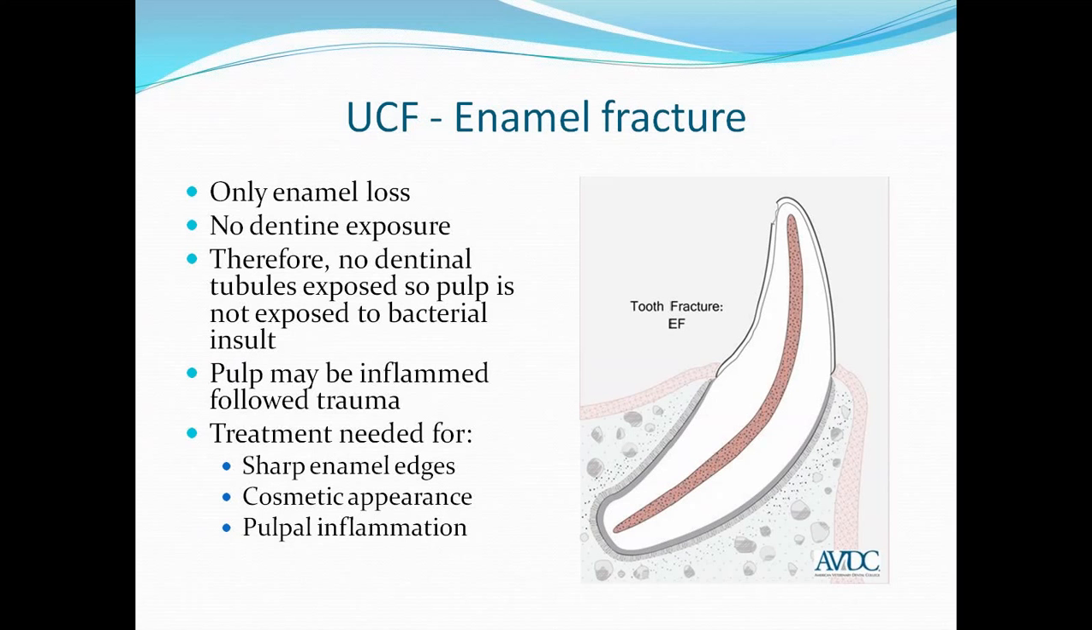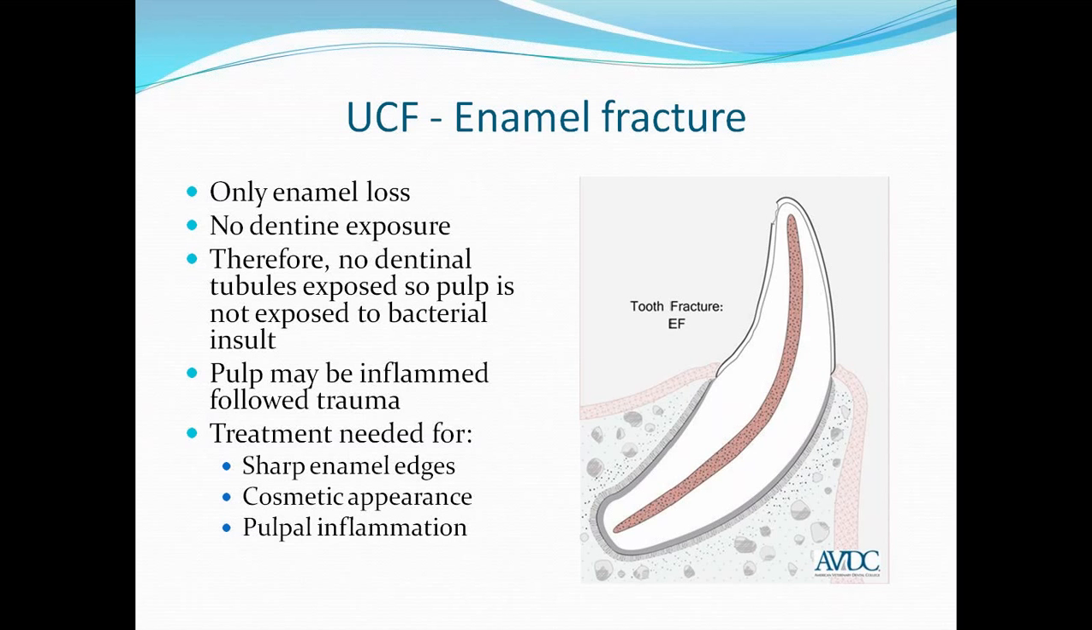So the first area we'll cover is uncomplicated crown fractures. So uncomplicated means that we don't have pulp exposure. And the first section of uncomplicated crown fractures I want to talk about is just fracture to the enamel and what we can do. So if we just lose some enamel and there's no dentine exposure, then there's really not any systemic complications. So it's just going to be a local effect. There's no dentine tubules exposed if there's still some enamel covering the dentine, so we don't need to worry about infection. We just need to worry about inflammation.